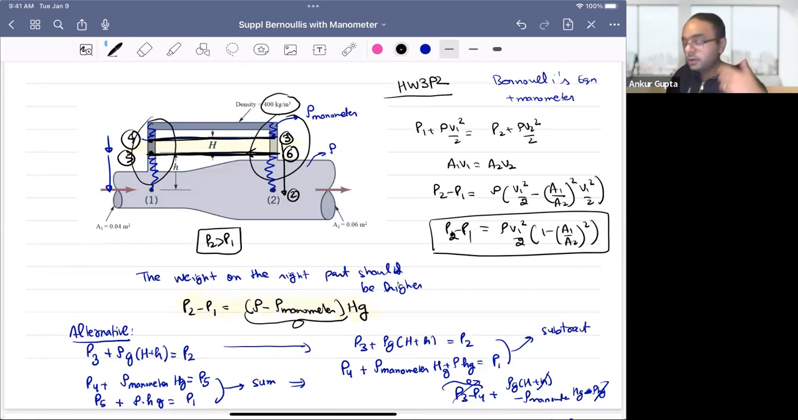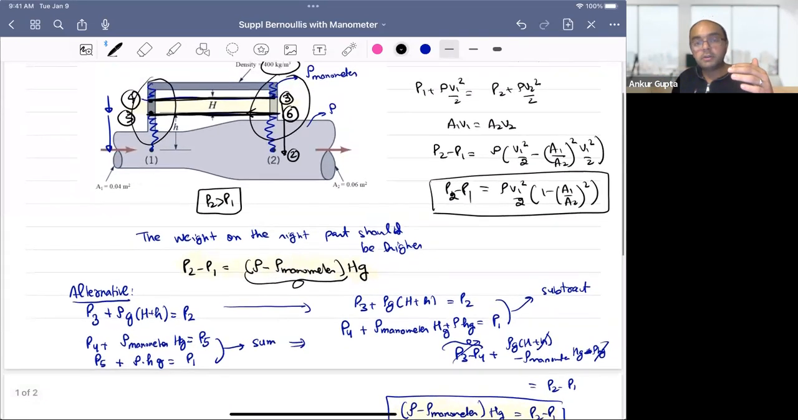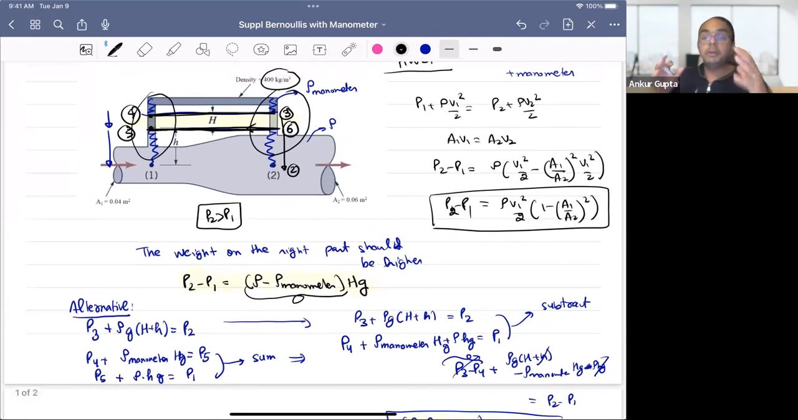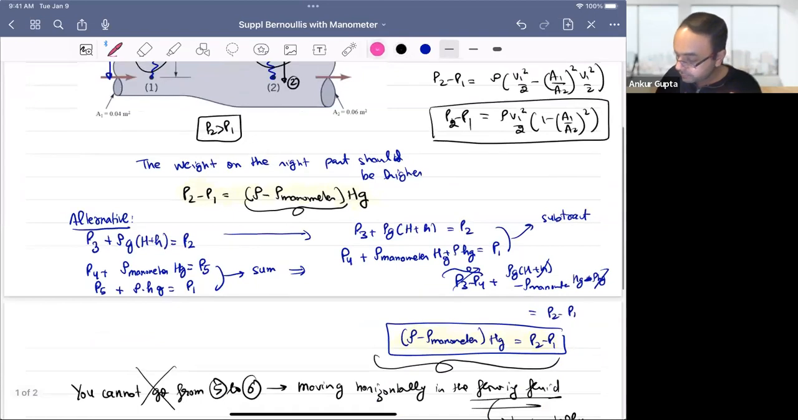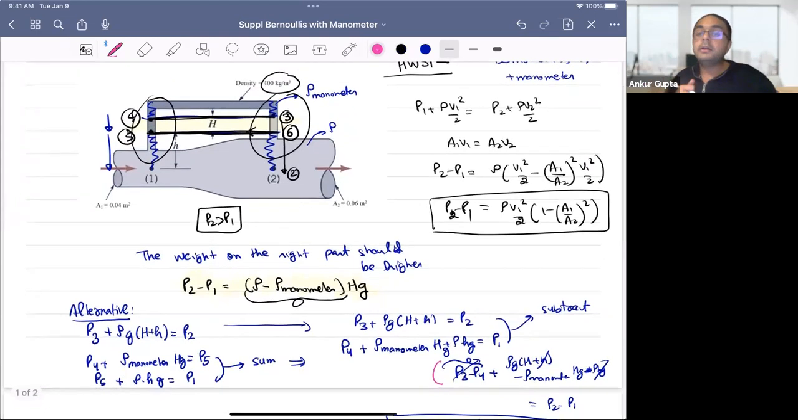That's point number one. Alternatively, if that's a little confusing to you, you can go from point to point, much like the manometer problems we used to do. However, you cannot move horizontally in a flowing fluid. If the fluid flow is happening horizontally, you cannot move in the flowing fluid. However, you can move horizontally in the non-flowing fluid. So this is P3 minus P4. I am allowed to say that because that line 3 to 4 passes through the stationary fluid. So that's where I could do the hydrostatics part.